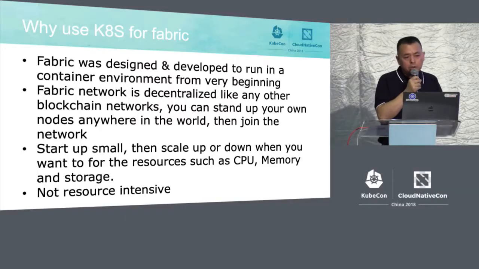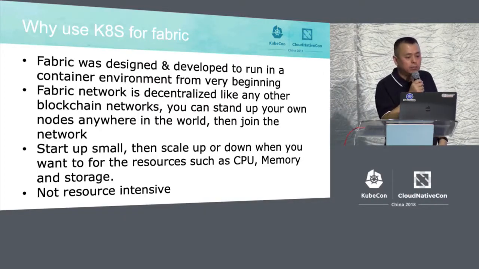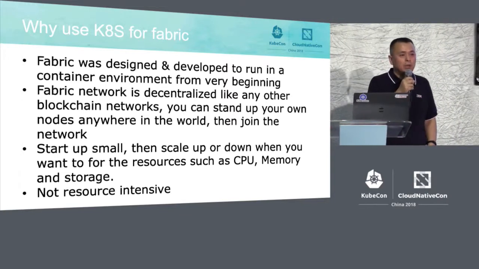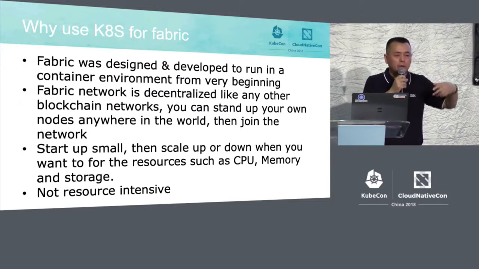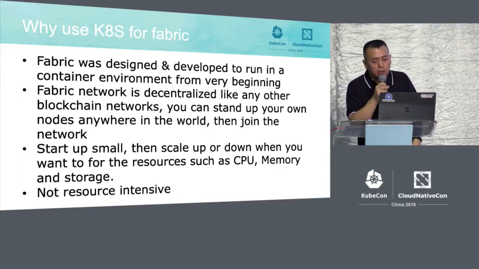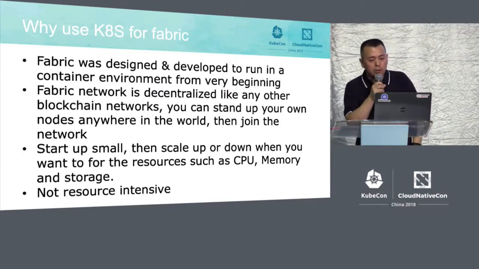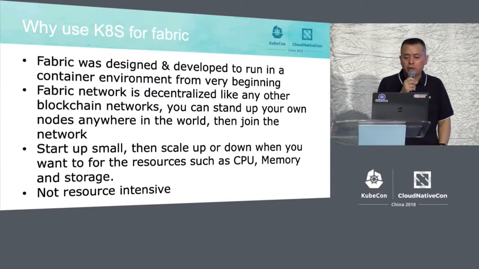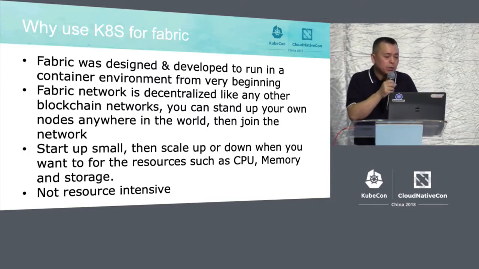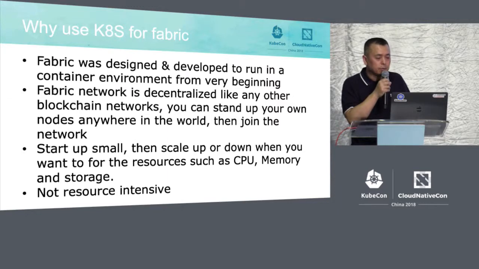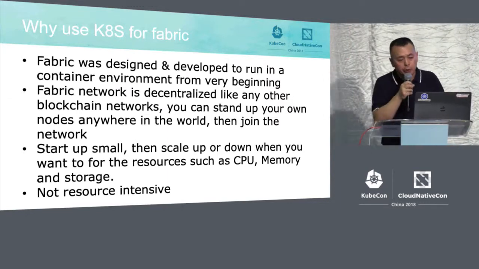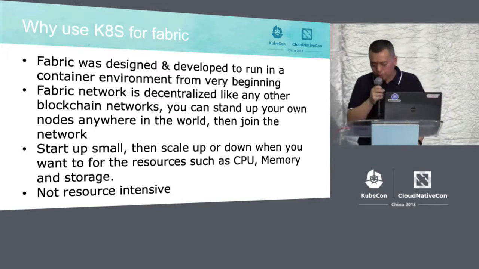And you can also start very small, right? You can have just one peer in one organization. Then you can join a bigger Fabric network. You start to do transactions and view what data might be on the ledger. So you can start small, use very little CPU, or you can grow your business and add more peers.